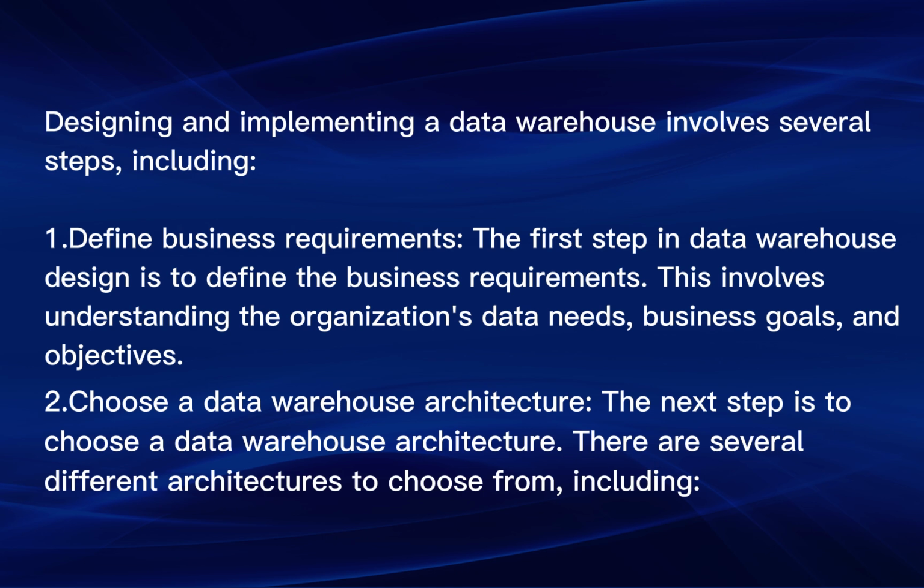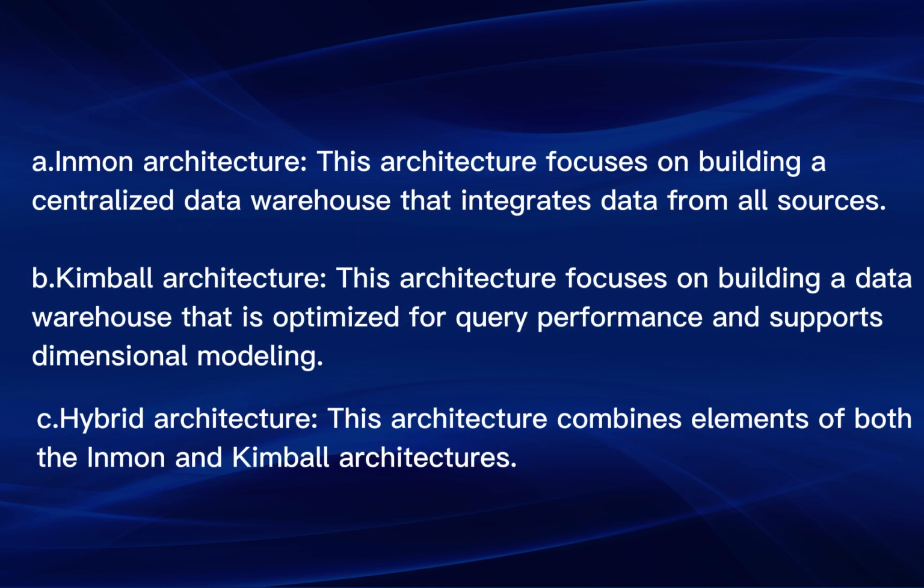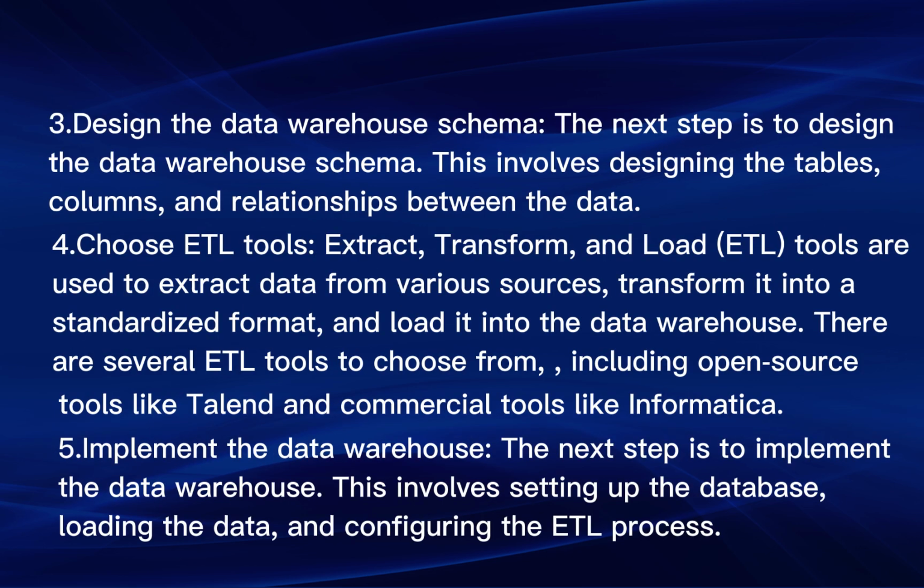There are several different architectures to choose from, including: A. Inmon architecture. This architecture focuses on building a centralized data warehouse that integrates data from all sources. B. Kimball architecture. This architecture focuses on building a data warehouse that is optimized for query performance and supports dimensional modeling. C. Hybrid architecture. This architecture combines elements of both the Inmon and Kimball architectures. 3. Design the data warehouse schema. The next step is to design the data warehouse schema. This involves designing the tables, columns, and relationships between the data.